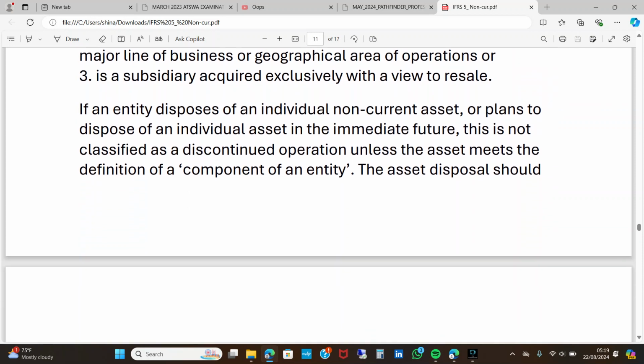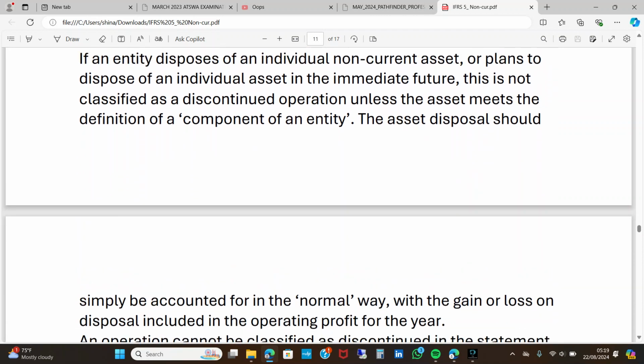Then when we acquire a subsidiary with the intention of just reselling the subsidiary, that's also a what? Discontinued operation. It says now, if an entity disposes of an individual non-current asset or plans to dispose of an individual asset in the immediate future, this is not classified as what? Discontinued operation, unless the asset meets the definition of a component of an entity. So if we are selling just one single asset, we cannot classify it as discontinued operation unless that asset is a separate major line of business or geographical area of operation.